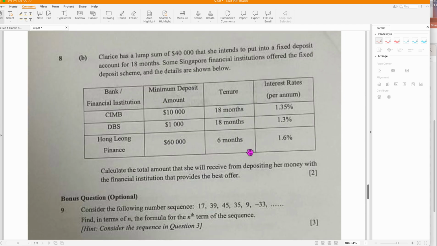I didn't get that correct. So this one is kind of like a giveaway. I didn't get that correct.